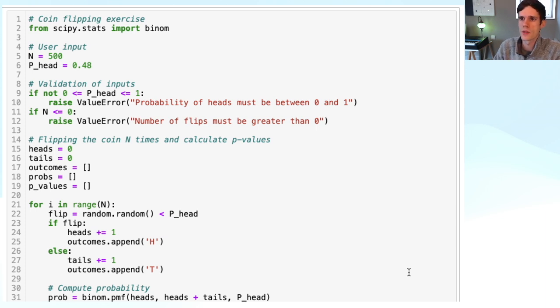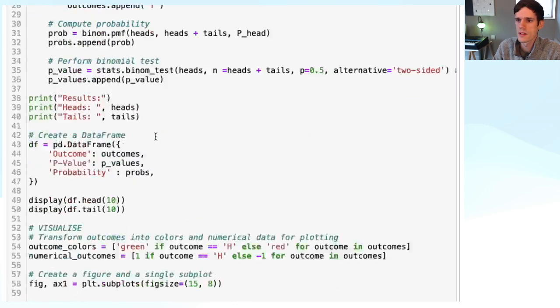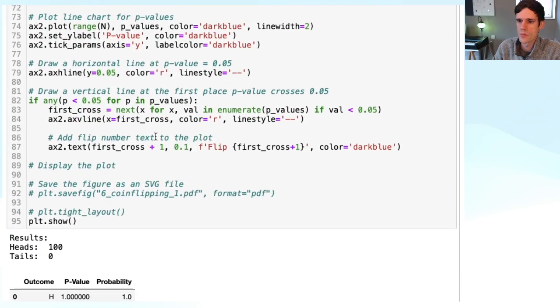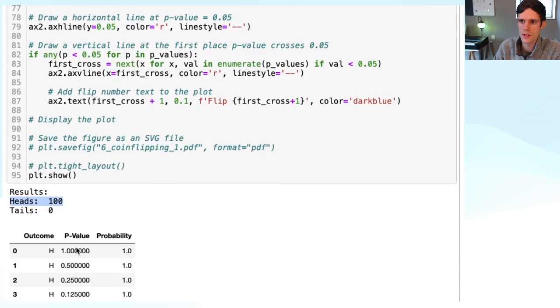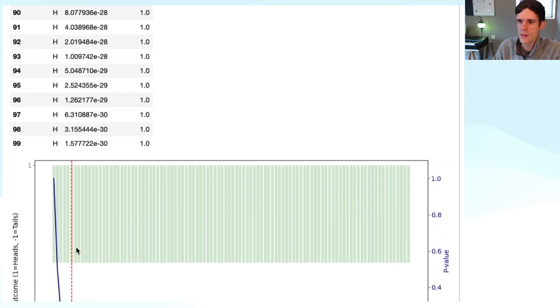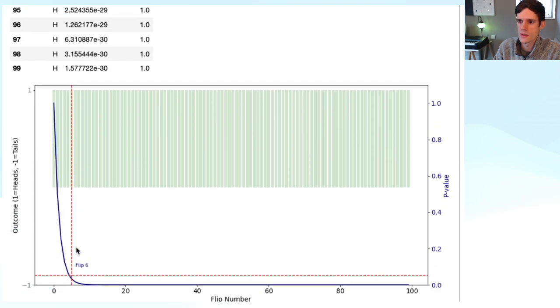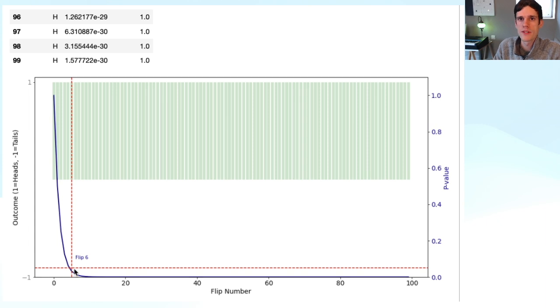Well, we can just simulate this, of course. We take, let's say again, 100 flips, and now we take the probability of the coin showing up heads to be exactly 1. And we run this cell, and we see what we get. Well, of course, the results will be that we get heads 100% of the times. And let's now look at where our line crosses the threshold line. And we see that only after flip number 6 does our p-value drop below 0.05.